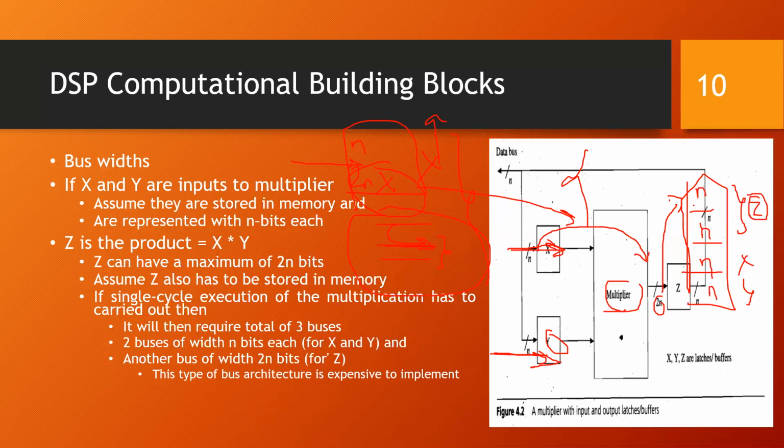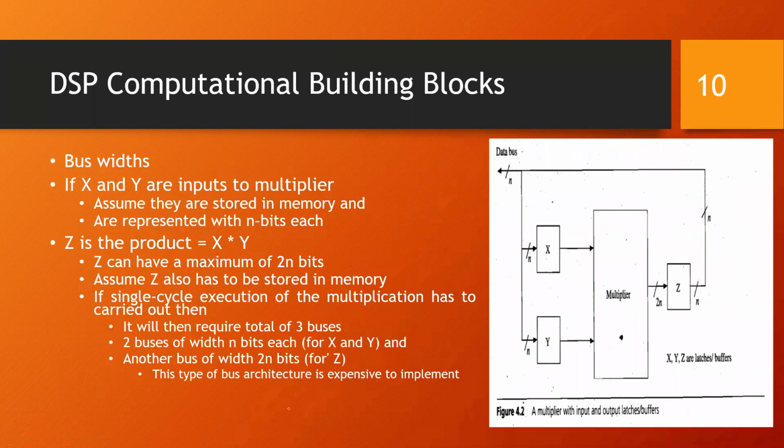Now even this one, if I want to reduce, then another technique is that they discard the LS bits. I cannot discard the MS bits because those are of significant value. So instead of storing the LS bits, they discard them and store only the MS bits, which will be n bits. So it will be Z, and then x and y are n bits each respectively.